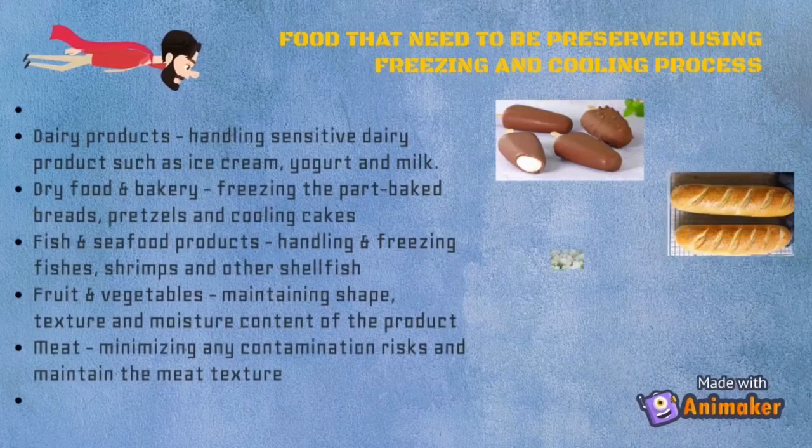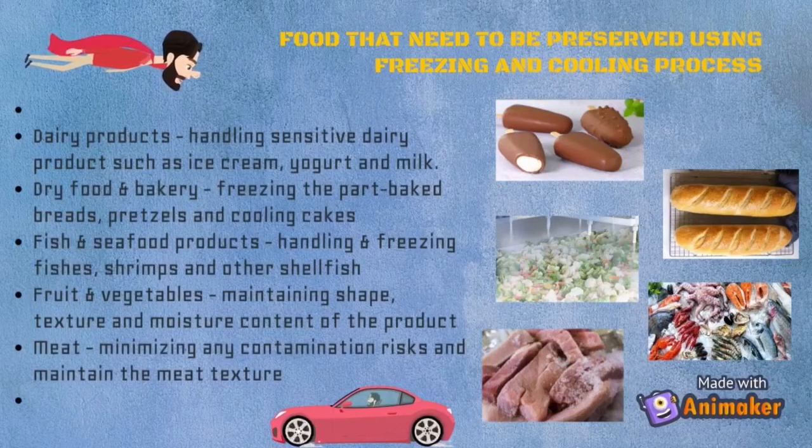Examples of food that are preserved using this freezing and cooling method are dairy products such as hardened ice cream, dessert yogurt, and milk. Second is fish and seafood products such as fish, fish fillet, shrimps, clams, or other shellfish. Third is fruit and vegetable products, which are strawberry, raspberry, cabbage, broccoli, and also durian. And last but not least, meat products.